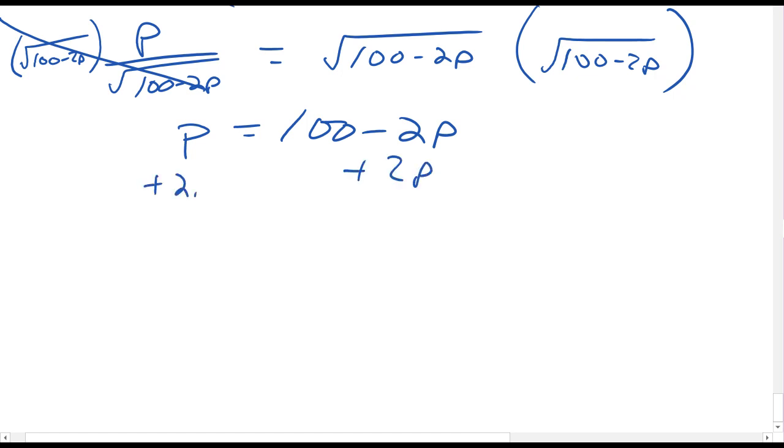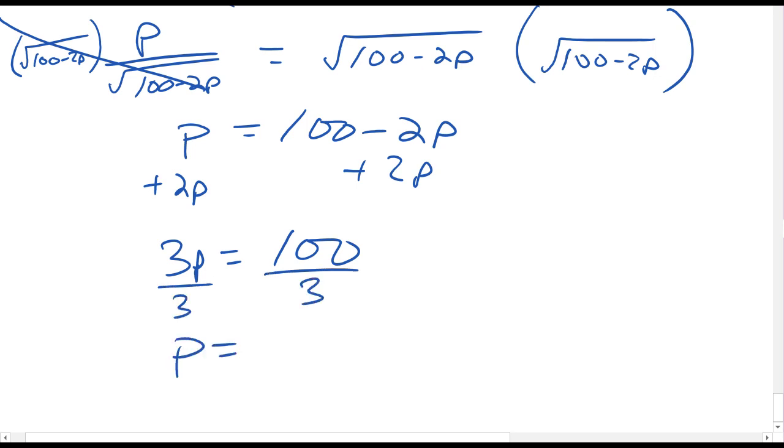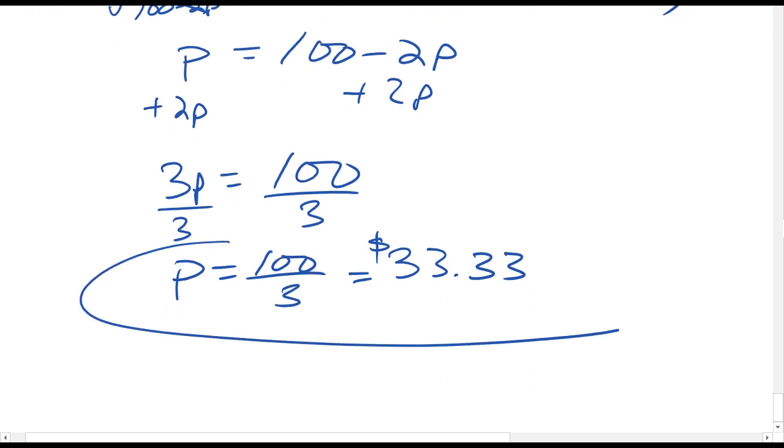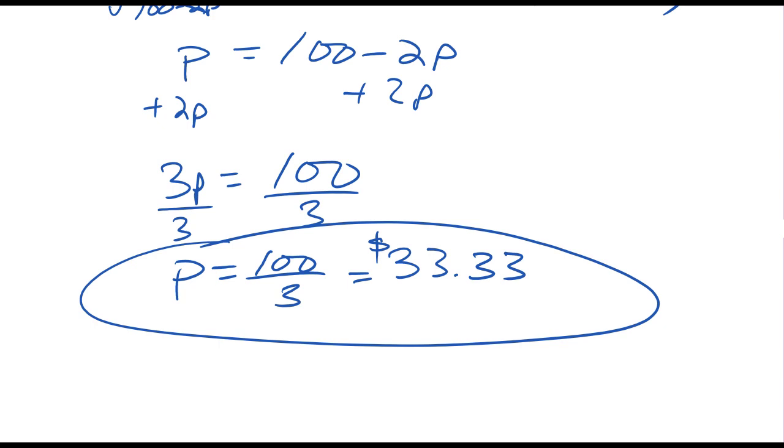Add 2p to both sides. P plus 2p is 3p. That's equal to 100. Lastly, divide both sides by 3. And we get that p is equal to 100/3, which is, I don't need the calculator, $33.33. Okay? So, in order for them to maximize their revenue, they should sell their product at a price of $33.33. That's 100/3.